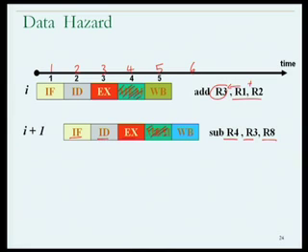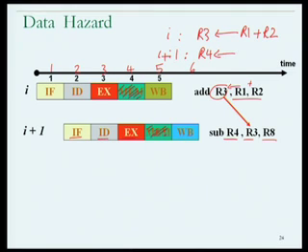Now what's the problem with these two instructions? If you look at the instructions carefully, you will notice that the first instruction, instruction I, has R3 as its destination, and the second instruction, instruction I plus 1, is modifying R4 and has R3 as a source.